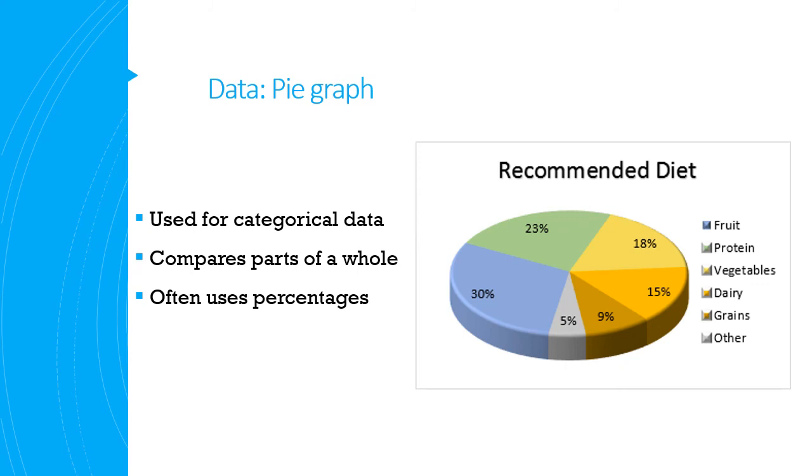Next, pie graphs. These are also used to display categorical data, but pie graphs are usually used when the total is meaningful, so when all the data adds up to something. And so often that something is 100%. Each category is given a slice of pie, and the larger the slice of pie, the larger contribution that category has toward the total.